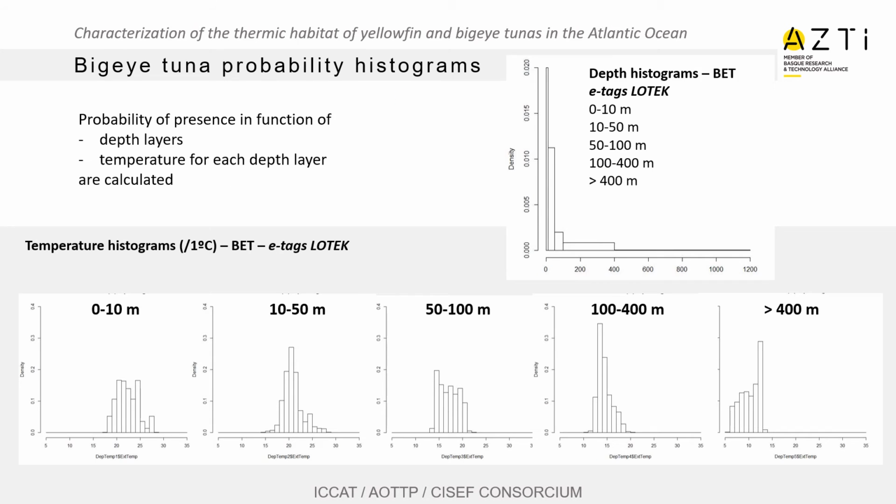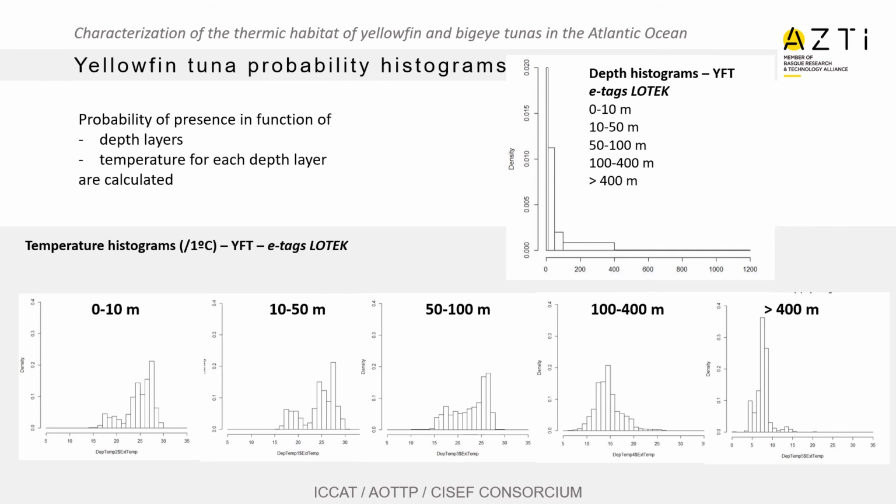From these observations, we have calculated the probability of presence in function of depth layers. We have chosen 5 depth layers that are indicated here, and we have calculated the probability of presence also in function of temperature for each depth layer. So here you have the histogram of probability of presence for the bigeye tuna in function of depth and in function of temperature with a 1 degree interval for each layer. And the same for yellowfin tuna.